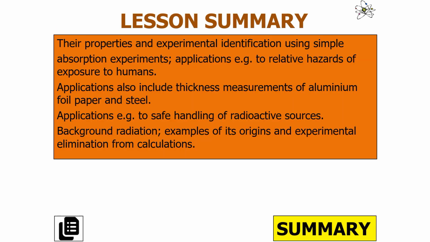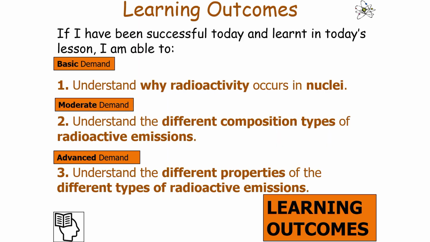So what have we learnt in today's lesson? We should hopefully understand the properties of radiation and experimental identification using simple absorption experiments, and also the relative hazards of exposure to humans, with applications to include thickness measurements of aluminium foil, paper and steel, applications to include the safe handling of radioactive sources, and what background radiation is, examples of its origins, and experimental elimination from calculations. If we've been successful in today's lesson, you should be able to understand why radioactive activity occurs in nuclei, understand the different composition types of radioactive emissions, and understand the different properties of the different types of radioactive emissions.